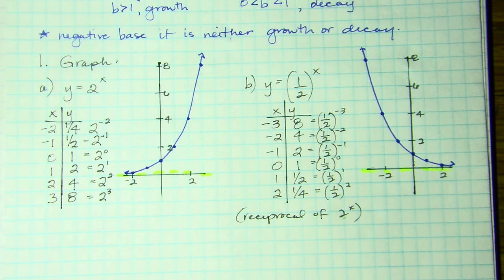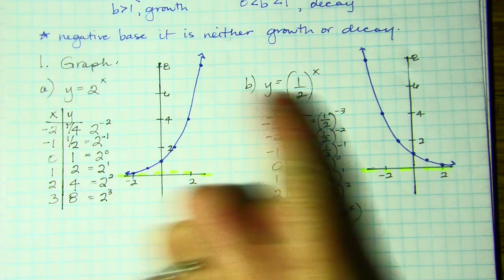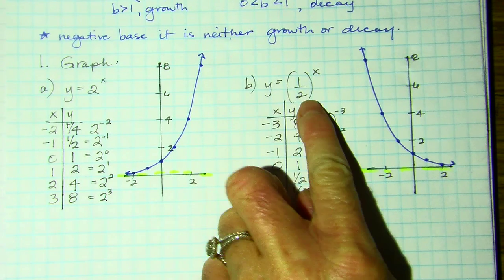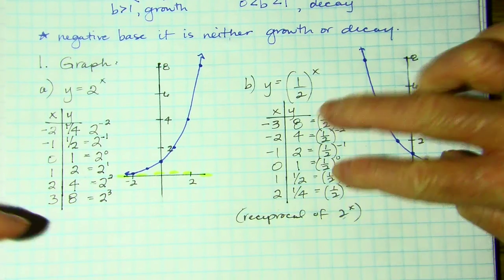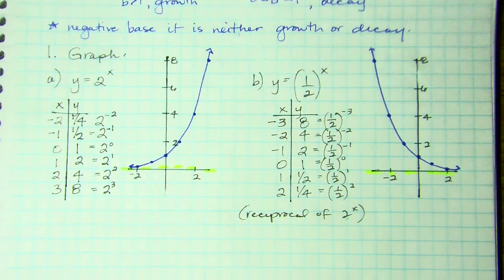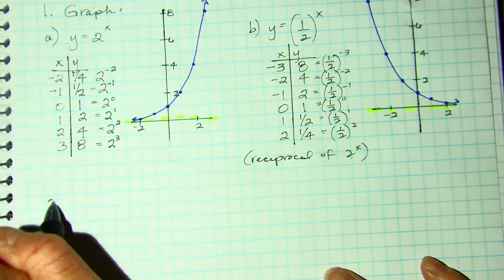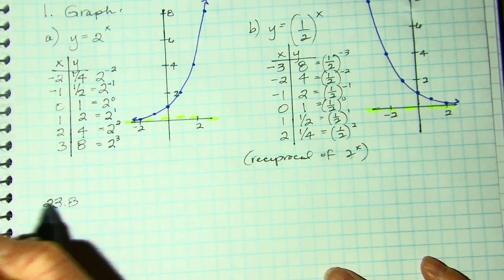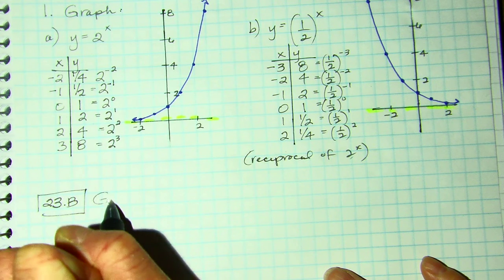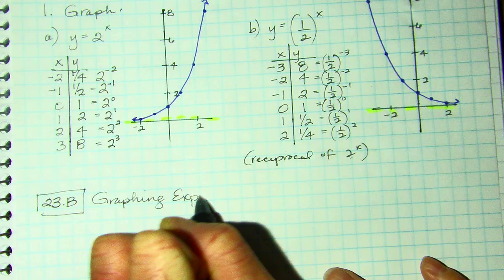And you are going to be given a lot of these same ones. You're going to be given 3 and 1/3, 4 and 1/4, 5 and 1/5. And know that they're tables. The y values are flipped. Okay? So that is exactly what we're going to do in 23. Point B is just practicing graphing exponentials.